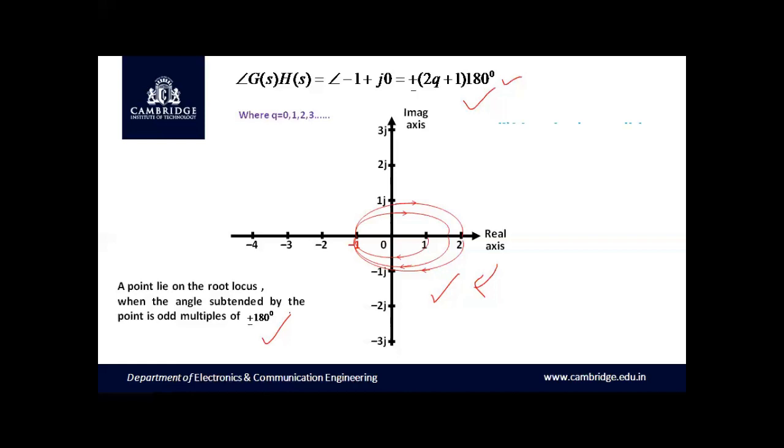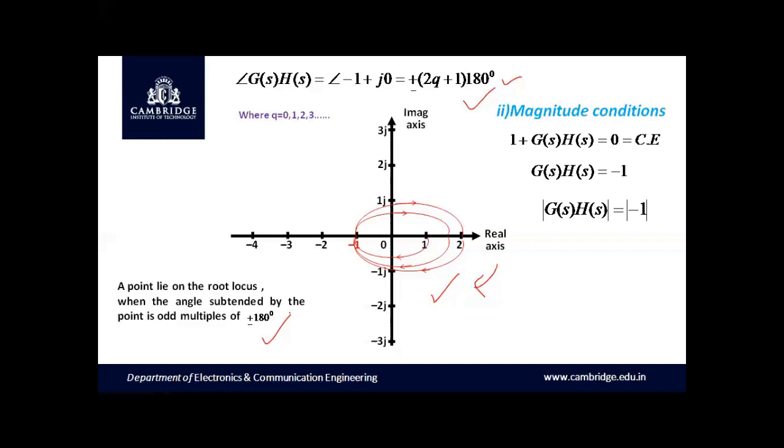Now let us discuss the magnitude condition. Let me take the characteristic equation 1 plus G(s)H(s) equal to 0. Now if the magnitudes of both sides of the equation G(s)H(s) equal to minus 1 are equated, then we get the magnitude condition. Hence, modulus of G(s)H(s) will be equal to modulus of minus 1, which is nothing but 1.